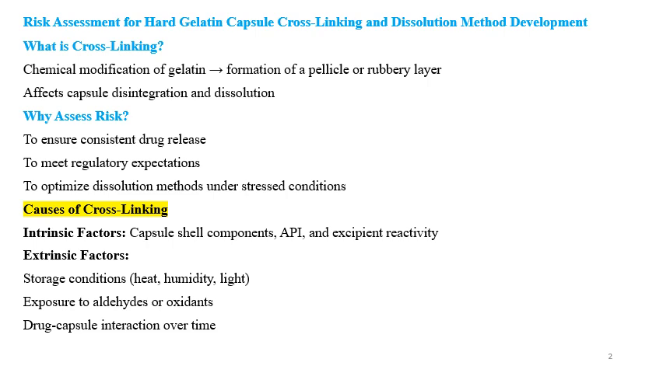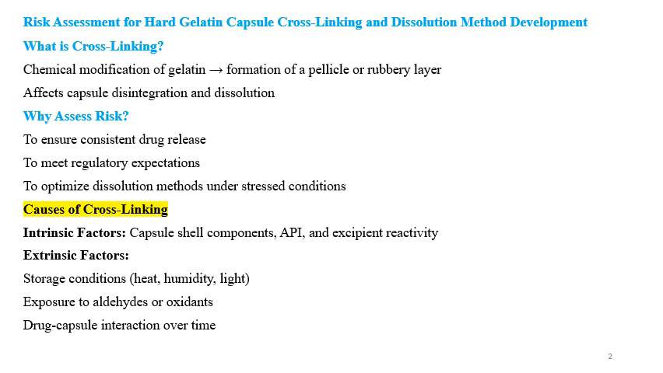What is cross-linking? First we need to see what is cross-linking. It is cross-linking of the peptides in the gelatin, and because of that cross-linking or chemical modification in the gelatin, there is a formation of the pellicle, or a rubbery layer, and this pellicle is not soluble. That's why it slows down the dissolution. It also affects the disintegration, and through the formation of insoluble pellicle, it affects the dissolution.